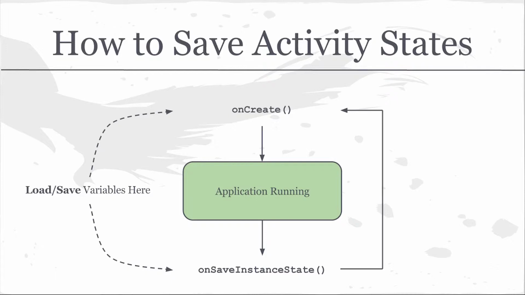So in onSaveInstanceState, you would save your player score, and then in onCreate, you would load your player score back into the class variable so it could be used and remembered for use throughout the application.